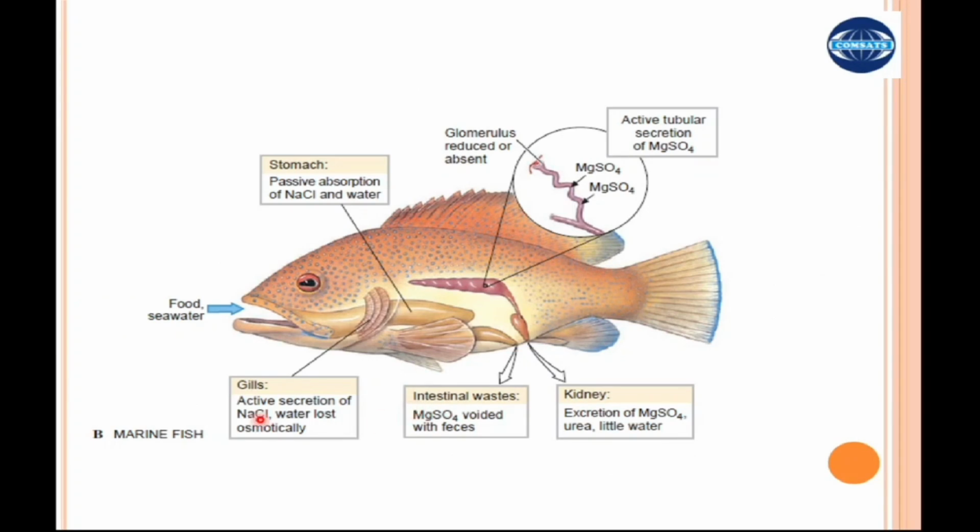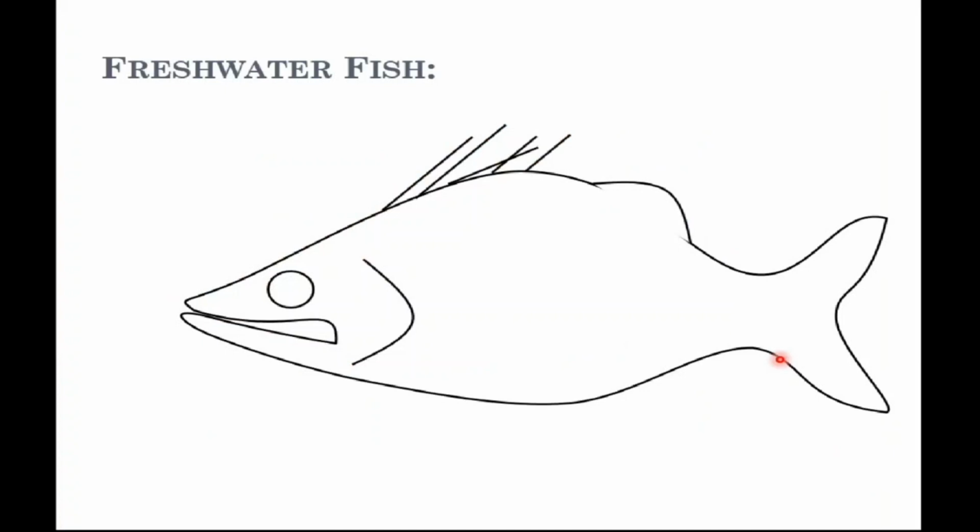So this is the explanatory diagram. You can read it through, right? I have already explained it for you. Now we are going towards the mechanism of maintaining the internal environment, or osmoregulation, in freshwater fish. Right, so this is a freshwater fish which is living in a medium which is less concentrated than the animal's internal body. So they are hyperosmotic animals.